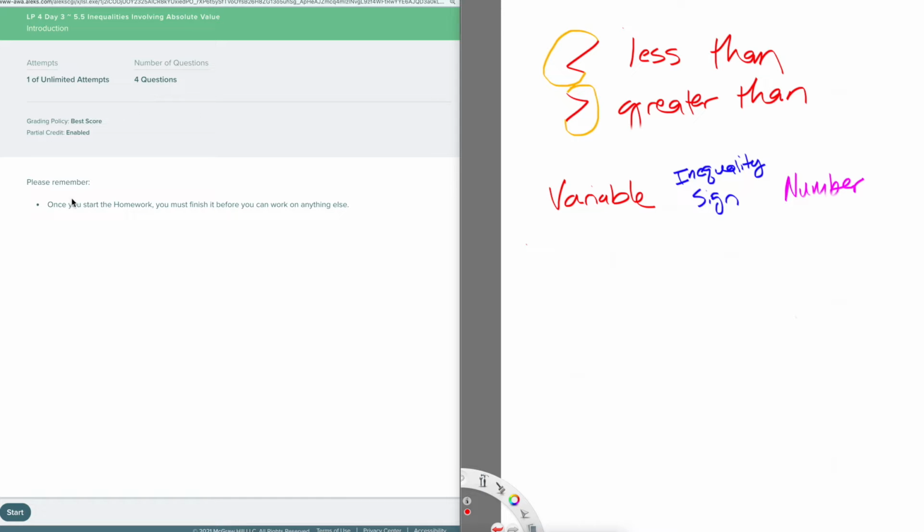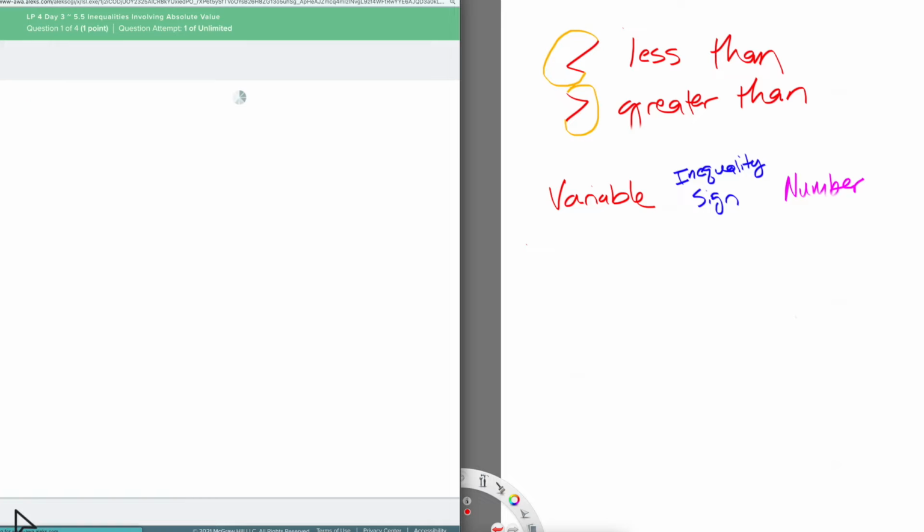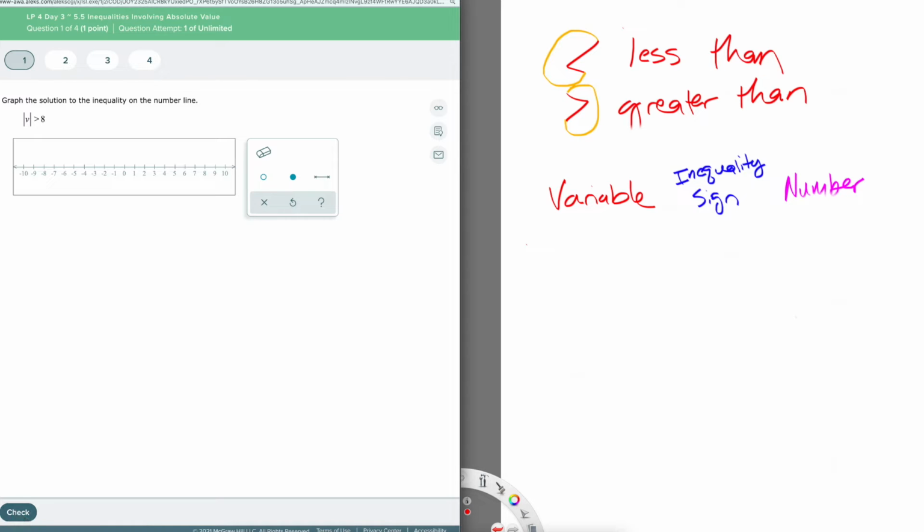Down here it says, please remember once you start your homework, you must finish it before you can move on to anything else. What that means is if I click start, down in the bottom right corner, we will see that there's a submit assignment button. As soon as I want to leave this screen, even if I have not started a single thing, I will click submit assignment. It will remember where I am, so no matter what you've done on the screen, as long as you've clicked check and you've gotten a green check mark for it, it will remember that you've done that and it won't make you do it again. So it saves your place.